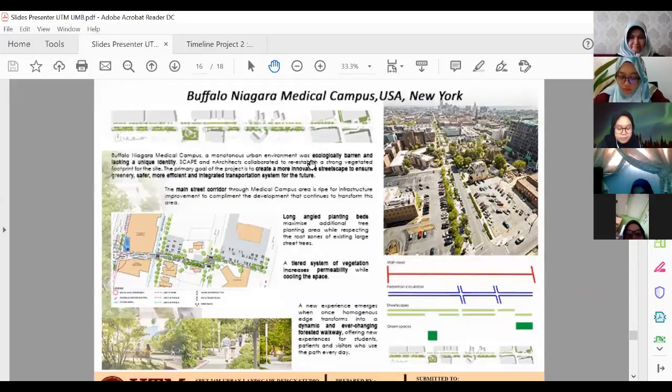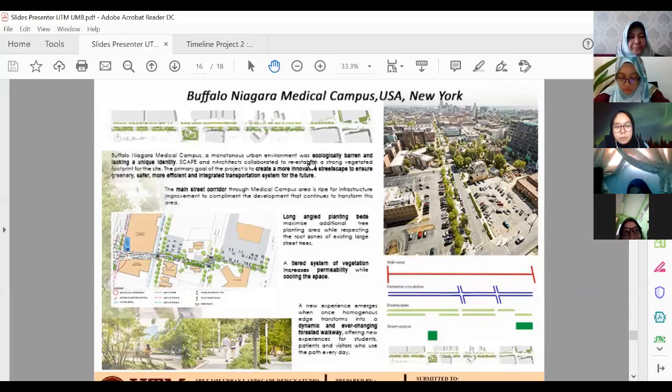So if you can see in the second precedent study, why I chose it is because in my master plan I also design some of the main road in Pontian. It is named Jalan Asago. Jalan Asago is actually the main road in Pontian.